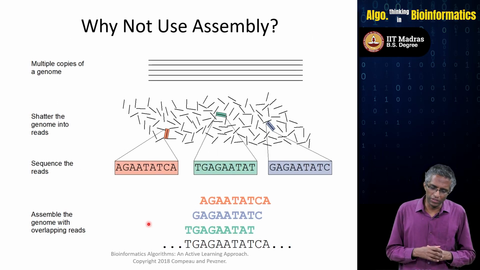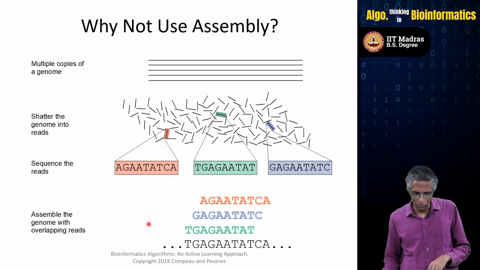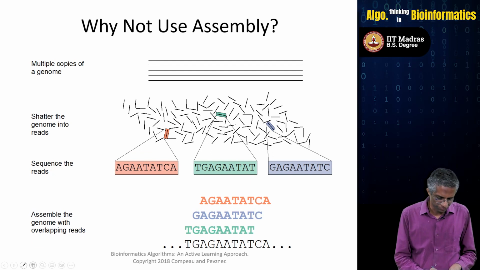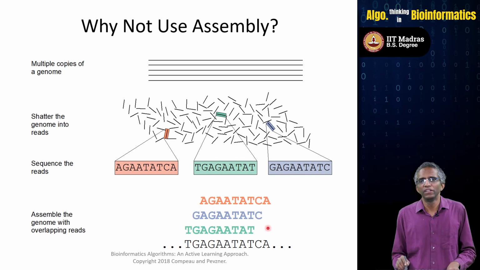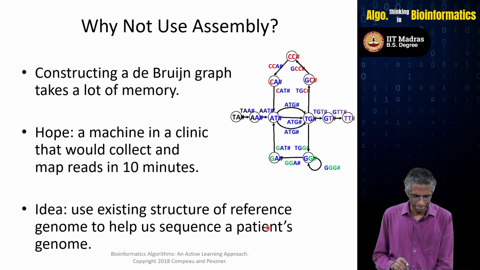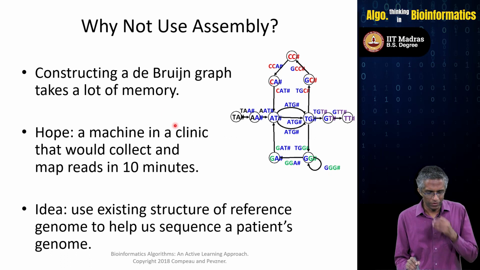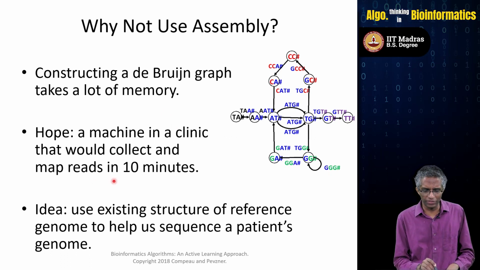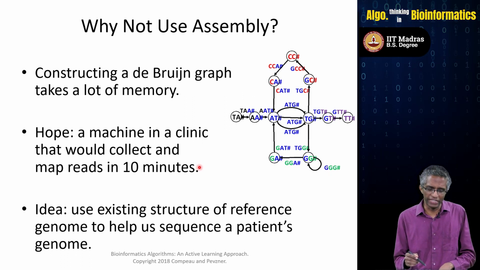And like I have said before, we could use assembly. You can come up with multiple copies of the personal genome, right? And then we can shatter them into pieces. We can sequence the reads. Each of these pieces will give you reads, and we can assemble them with the overlapping reads using the Eulerian path problem, for instance, right? The problem is that constructing a De Bruijn graph takes a lot of memory, right? And a machine in a clinic that would collect and map reads in 10 minutes would be very nice, right? And not one that will sit and go on doing computations for several hours or a day, right?